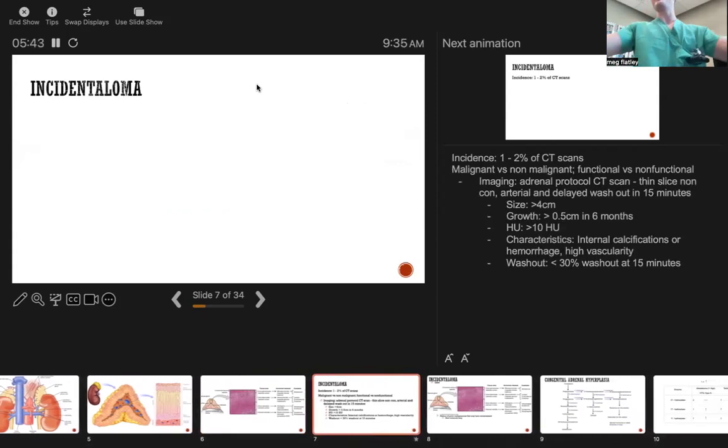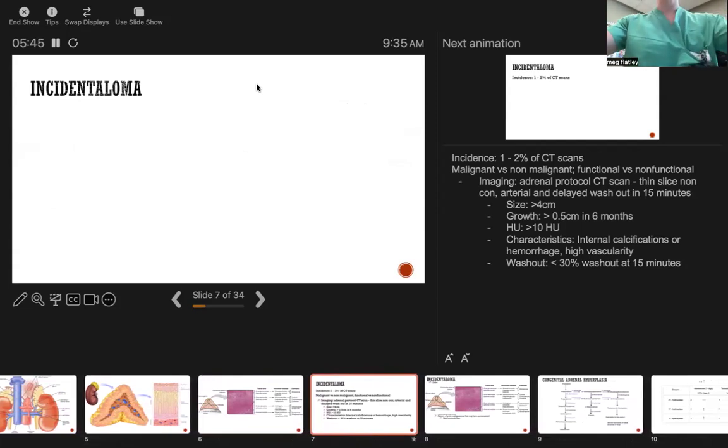Okay, incidentaloma. How often do we see incidentalomas on CT scans?